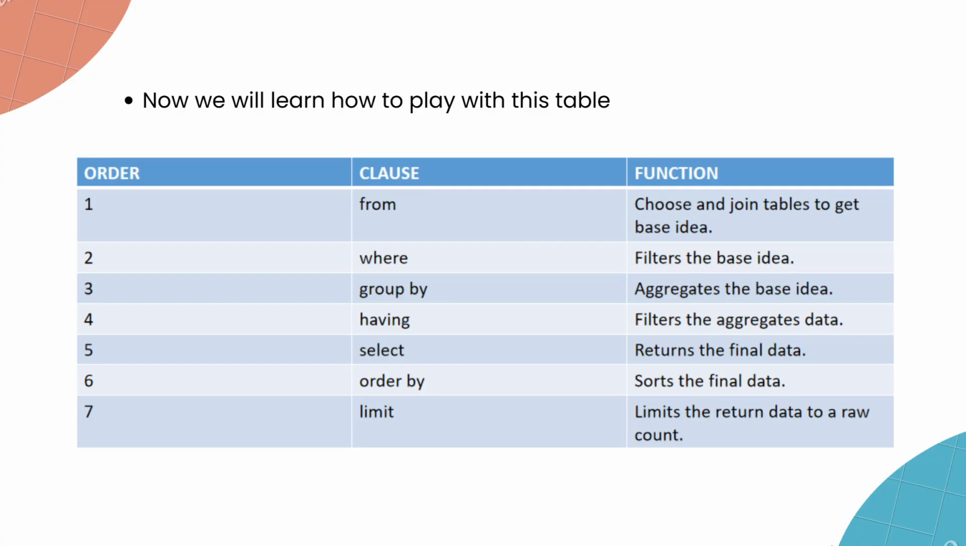Third, GROUP BY: aggregates the base data. Fourth, HAVING: filters the aggregated data. Fifth, SELECT: returns the final data. Sixth, ORDER BY: sorts the final data. Seventh, LIMIT: limits the returned data to a row count.